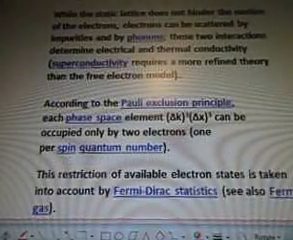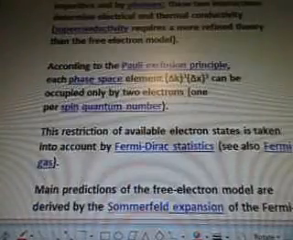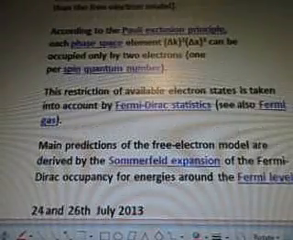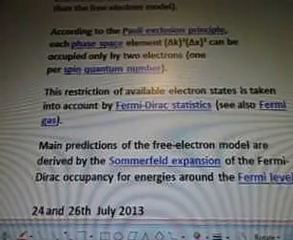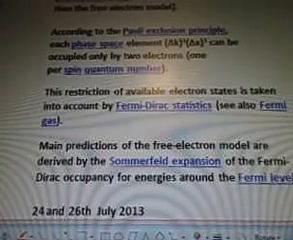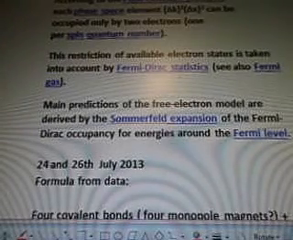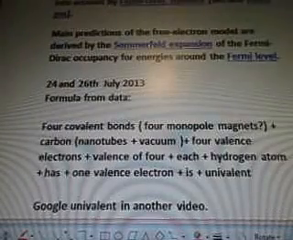According to the Pauli exclusion principle, each phase space element, there's the symbols there, can be occupied by only 2 electrons, 1 per spin quantum number. Thus, restriction of available electron states is taken into account by Fermi-Dirac statistics. See also Fermi gas. Many predictions of the free electron model are derived from the Sommerfeld expansion of the Fermi-Dirac occupancy for energies around the Fermi level.